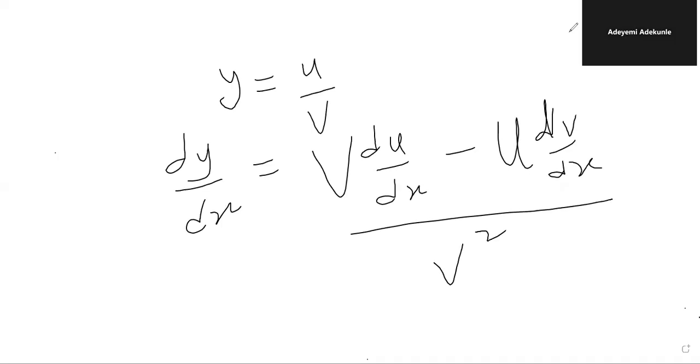Let me just give us time to write that. If y equals u over v, u is the numerator, v is the denominator, then your dy/dx or your y prime is going to be v du/dx minus u dv/dx, then over what? v squared. Please always remember this. It is over v squared, not u squared.